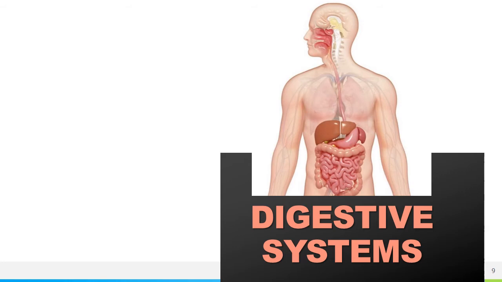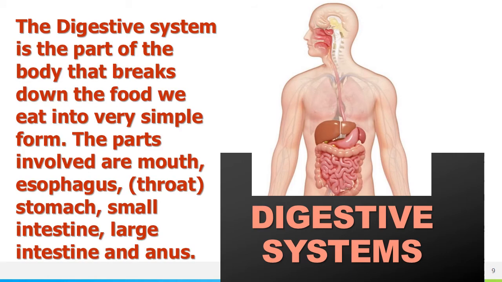Then the other one is this diagram on the screen, the digestive system. If you look at this lesson, it is a stage by stage thing. So all these are working together. The digestive system is that part of the body that breaks down the food we eat into very simple form. It breaks down the food that we eat into very simple form.